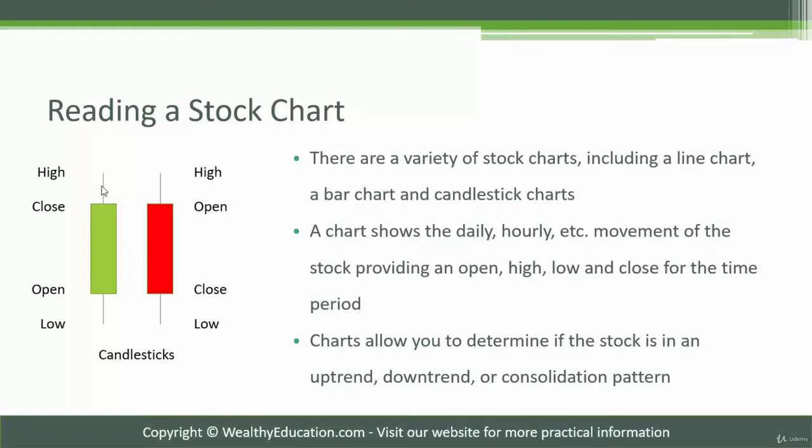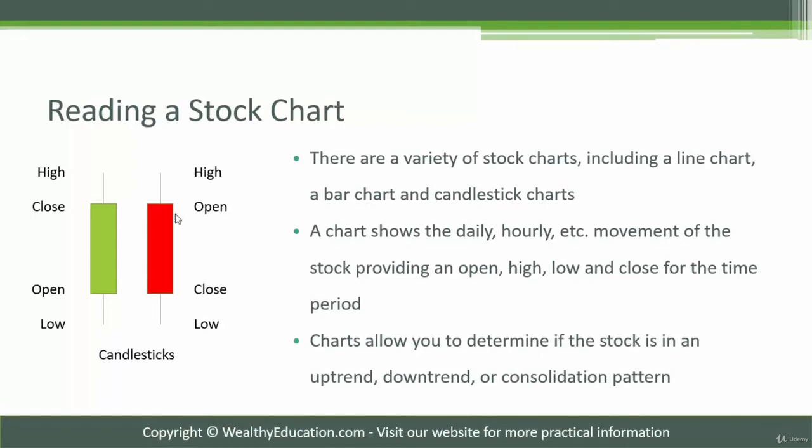So for our green candlestick, the top point of the wick is the high price for the stock during that time period. For this example, I'll use a daily time period. So this is the high price for the day. The high part of the green body is where the stock closed for the day. The low part of the green body is where the stock opened on the day. And then the low part of the wick beneath the body is the low for the day.